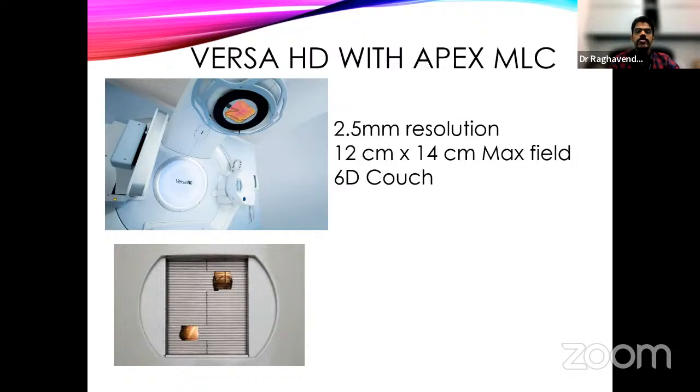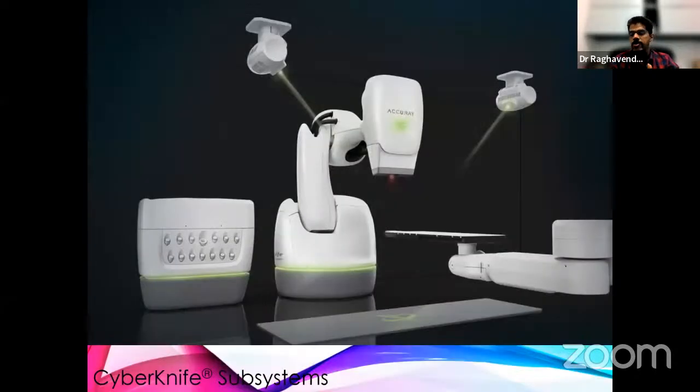Both of them will give you 5 photon energies, 2 FFF beams and the remaining 3 flattened beams. So we have a frameless system. For those linear accelerator systems, if you are looking at a very small tumor like trigeminal neuralgia, where the tumor size itself is about 4 or 5 millimeter, you need to fix a frame to the patient's skull. We will discuss what a frame is and what the advantage of that frame is.